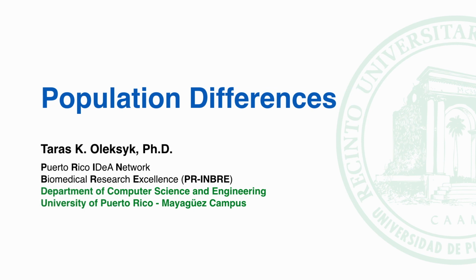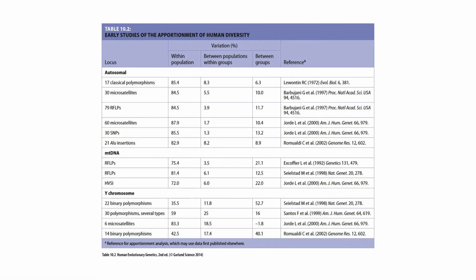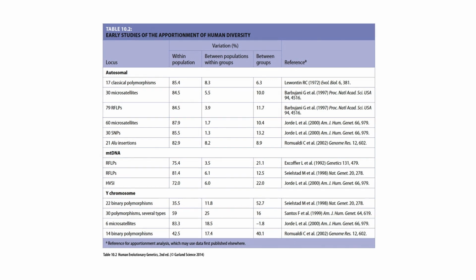Welcome to the Population Differences lecture. In this lecture, we'll look at apportionment of human diversity. In other words, how much variation is there between human populations?